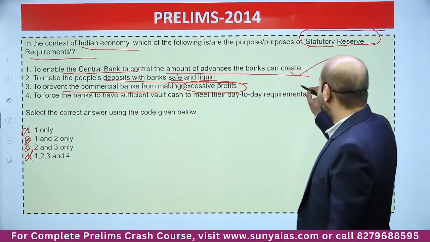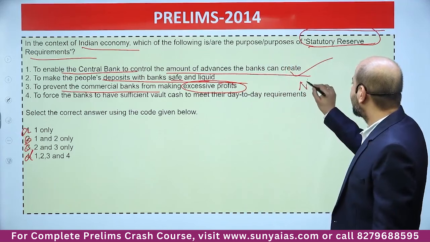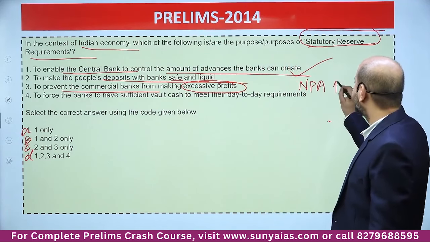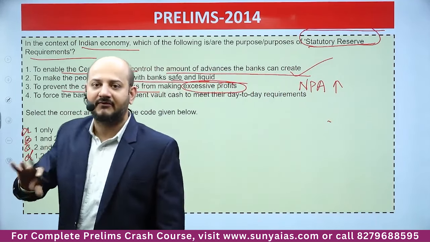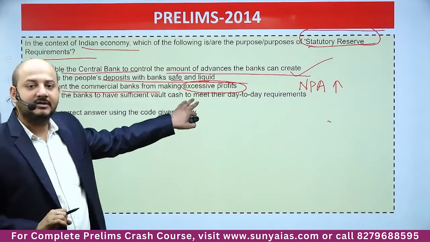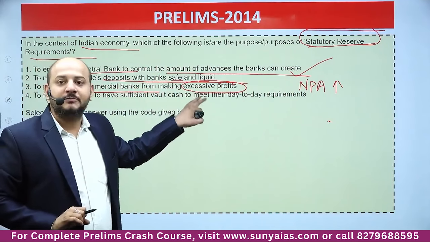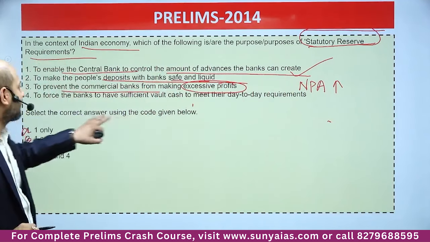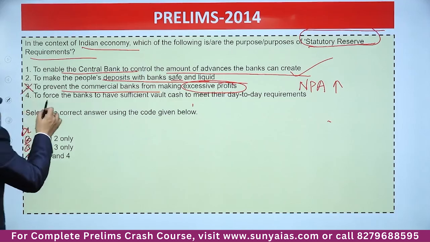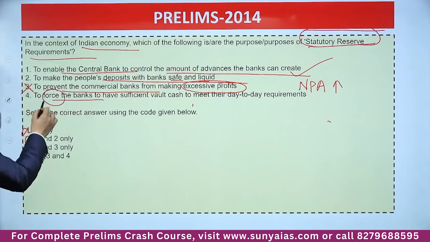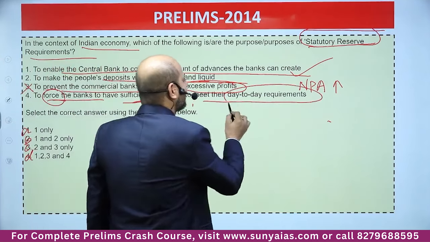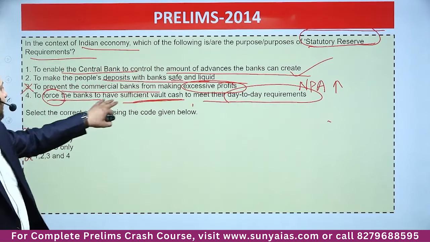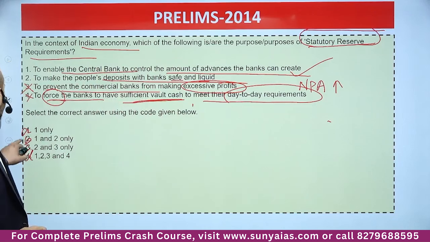Rather, the problem is, in India, you'll find that high NPAs are there. Non-performing assets are too much. We want them to be more and more profitable. We do not want their profit to be stopped at any cost. We want them to be profitable. The statement seems wrong. To force the banks, you see the word, to force the banks to have sufficient vault cash to meet their day-to-day requirements. This is not the objective of it. Okay, so the fourth is also wrong. Correct answer should be B.